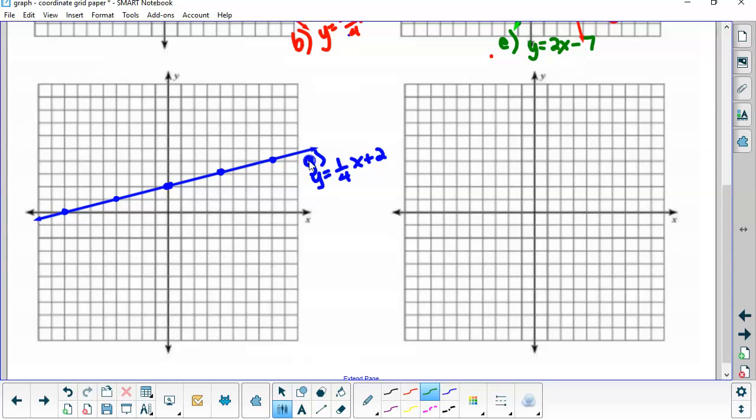Y equals negative 5x, so the y-intercept is 0, and then the slope is down 5 to the right 1. So remember, slope is, if it's an integer, it's over 1.